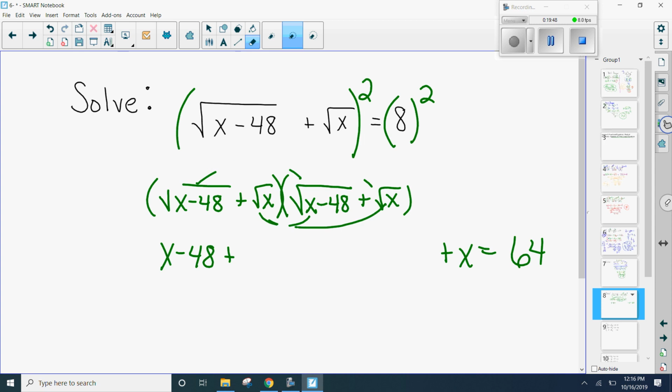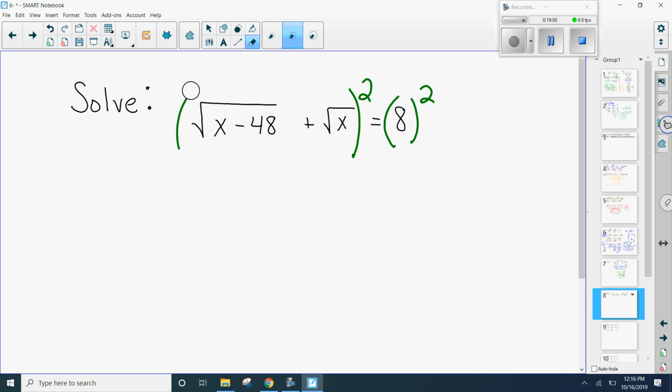But that's what people want to do. They just want to square both sides and then say that gets rid of it. But it doesn't just get rid of the radicals completely. You're still going to be left with one.